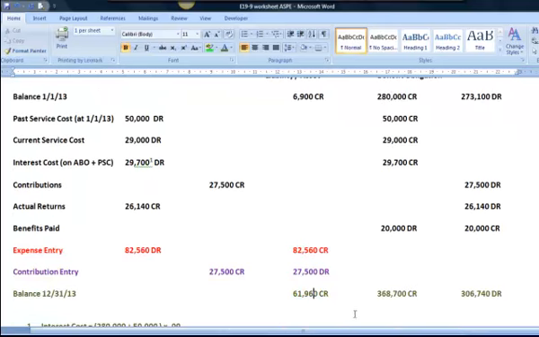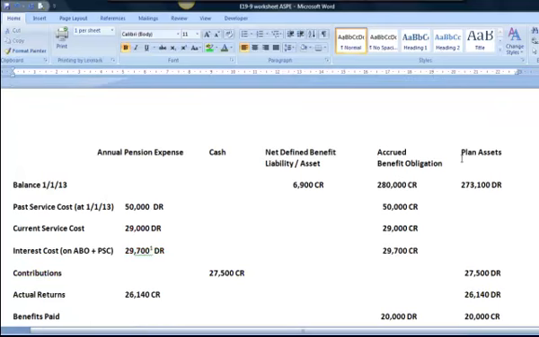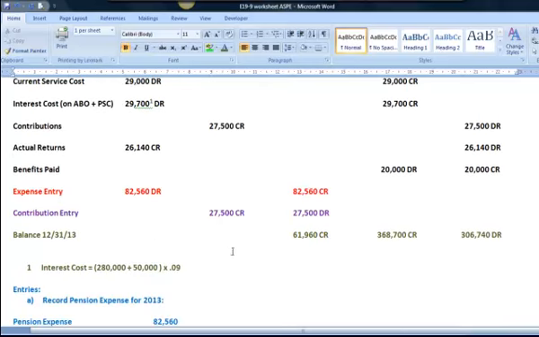And what do we know? We know that the difference between the ABO, which is a credit balance, and the plan assets, which is a debit balance, because the ABO is bigger than the plan assets, it's underfunded. How much is it underfunded by? $61,960. So we know the difference between the ABO and the plan assets should give us the amount by which the plan is over or underfunded. In this case, I'll make a little note: plan is underfunded at year end since the ABO is greater than the plan assets.